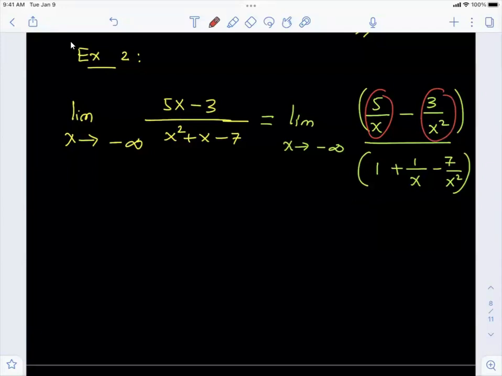And now the important part is all of these red highlighted terms are going to 0 when x is going to either infinity, positive or negative. It doesn't really matter, because x as a value increases without a bound and it's sitting in the denominator. So all of these are going to 0.